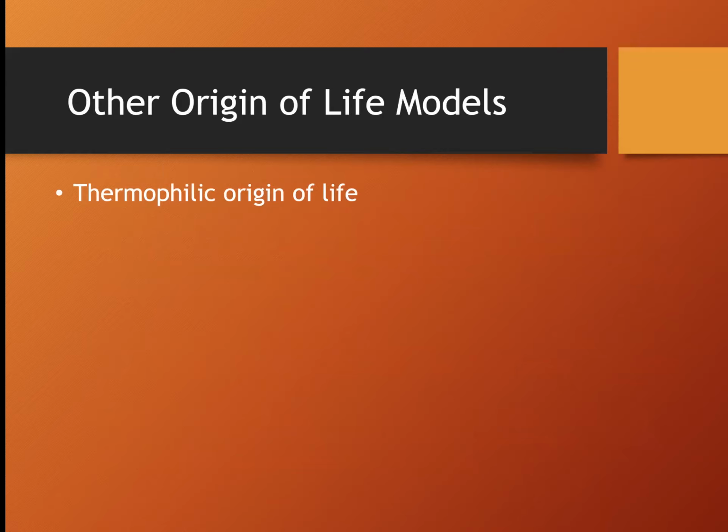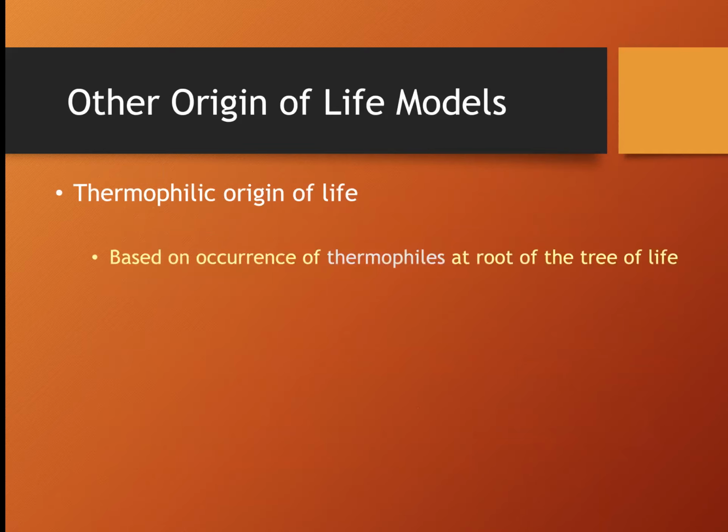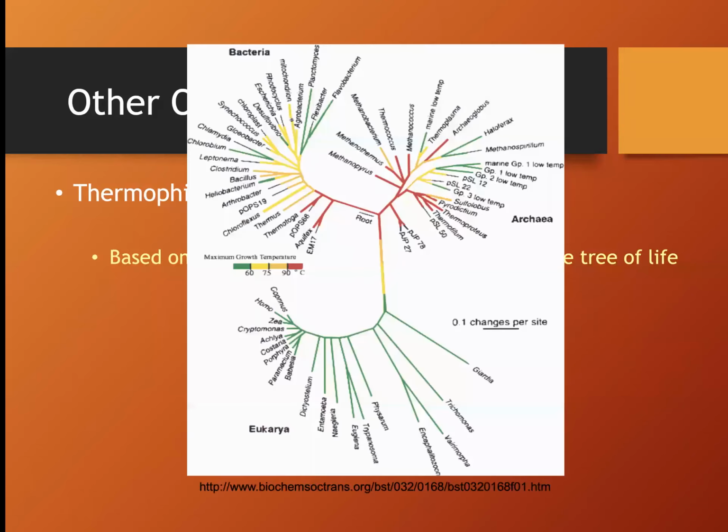Now, we mentioned that it was really hot, and that's indeed what we think was going on. And so it's interesting to think about what organisms might have lived very early on, and we can see that they would likely have been thermophilic, meaning heat-loving. And this is actually supported by some evidence.